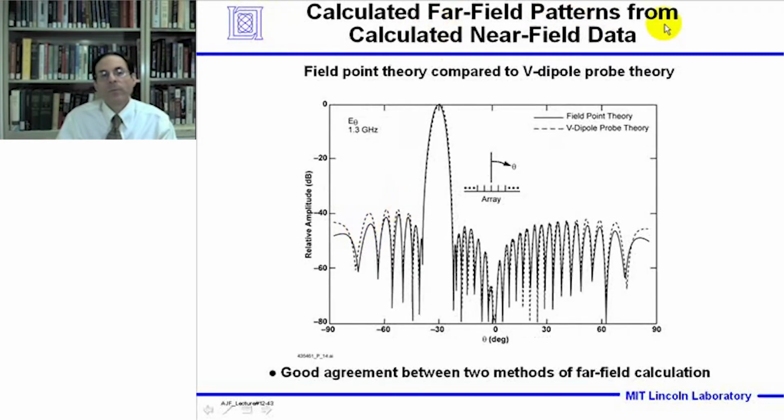Now we can calculate the far field patterns from the calculated plane wave spectrum. Here we're comparing the field point theory to the V-Dipole Probe theory. We see excellent agreement between the 2 theories. Here's the main beam steered to minus 30 degrees, and over the visible space, plus or minus 90 degrees, we see the low side lobe radiation patterns. We also see the deep null because of the monopole radiating elements. So in summary, we have good agreement between the 2 methods of far field calculation using the near field data.